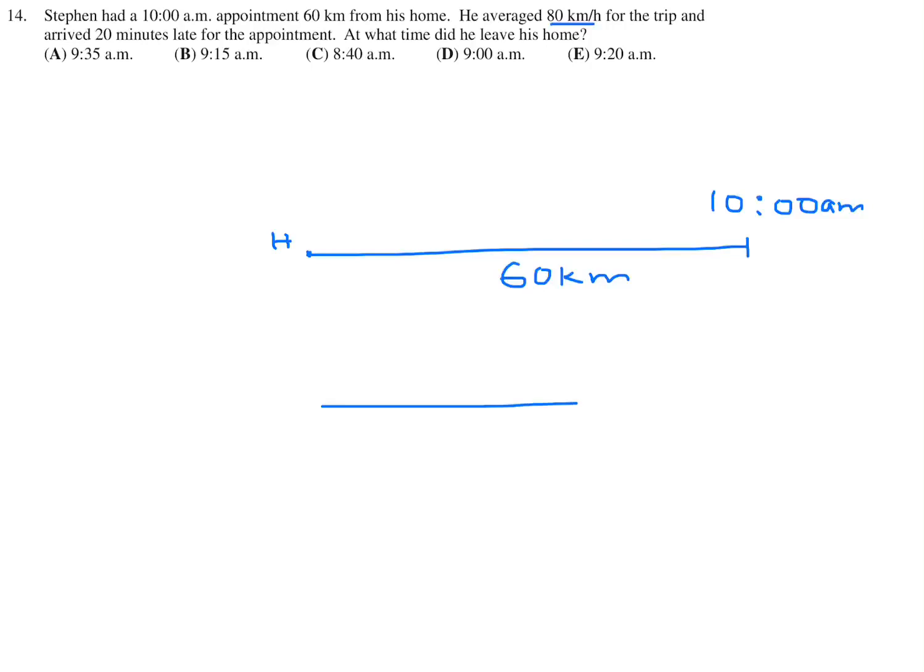Stephen had a 10 a.m. appointment 60 kilometers from his home. So this is his home, and he had to travel 60 kilometers, and he was supposed to get there at 10 a.m. He averaged 80 kilometers per hour for the trip and arrived 20 minutes late. So he arrived at 10:20 a.m.